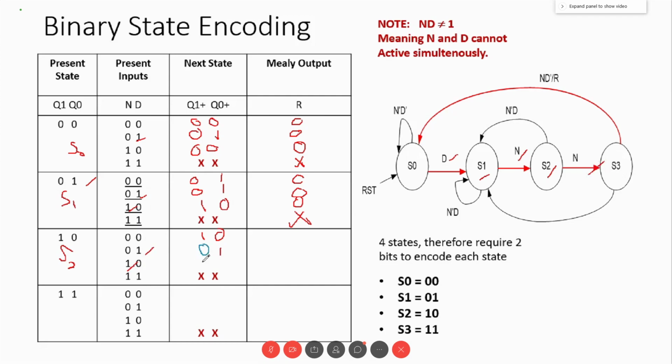So now you change to S3. But still none of the R is triggered. So again 0, 0, 0, don't care. Okay, now you are in state S3. So if you look again, if you don't receive anything, stay in S3. If you receive D, D is this one, you go back to S1. So S1 is 0, 1.